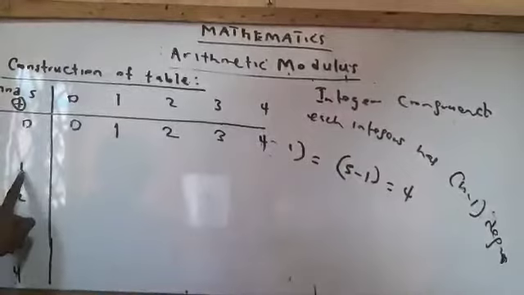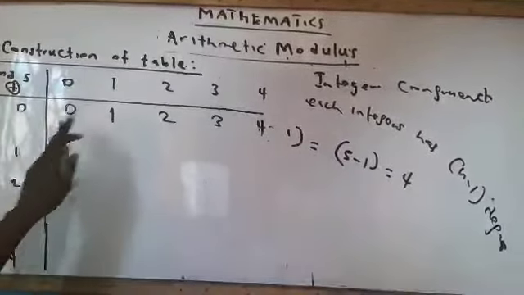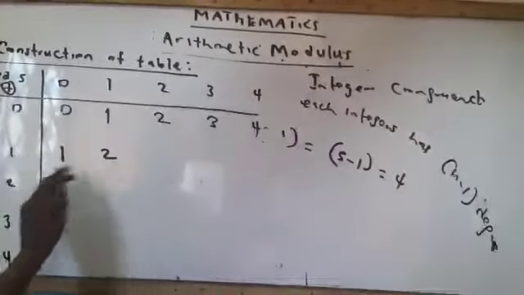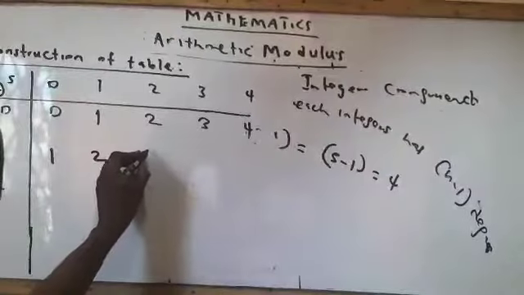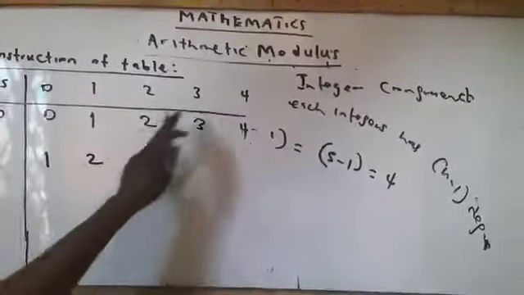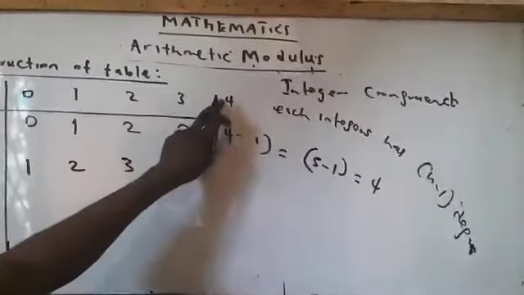Now let's come to this side. 1 plus 0 will give me 1. 1 plus 1 will give me 2. 1 plus 2 will give me 3. 1 plus 3 will give me 4. 1 plus 4 will give me 5.